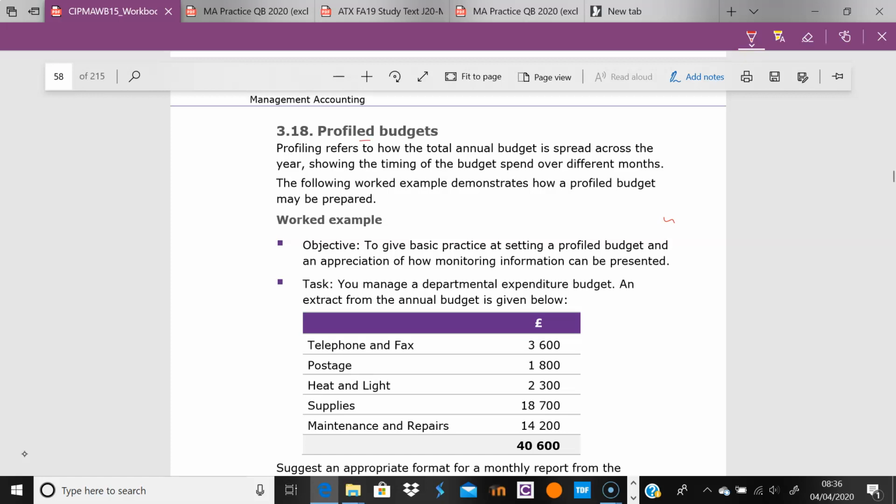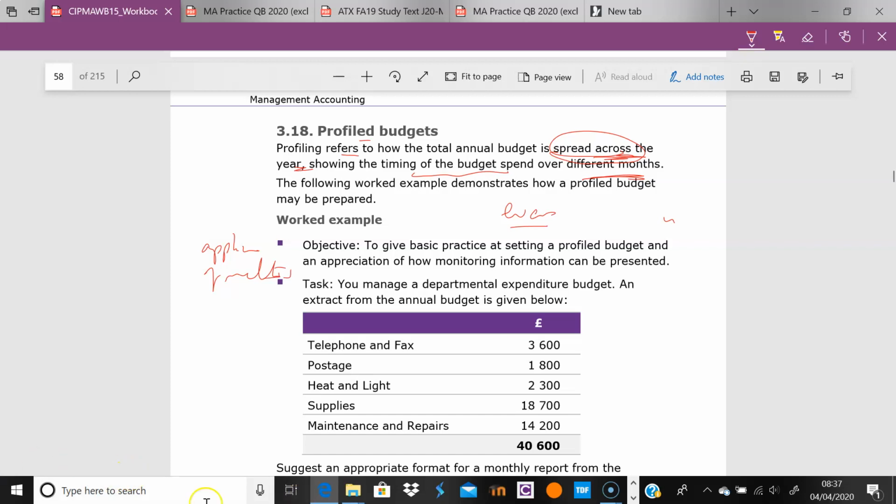So profiling really is planning or spreading. Profiling refers to how a budget is spread over the year, showing the timing spread of spend over different months. So in one month you might think we're going to spend more, and in another you think we're going to spend less. Or it's going to be even over the 12-month period. Again, it's literally about following the instructions in the question, and you're there. So I would call it more an application of maths as opposed to accounting.